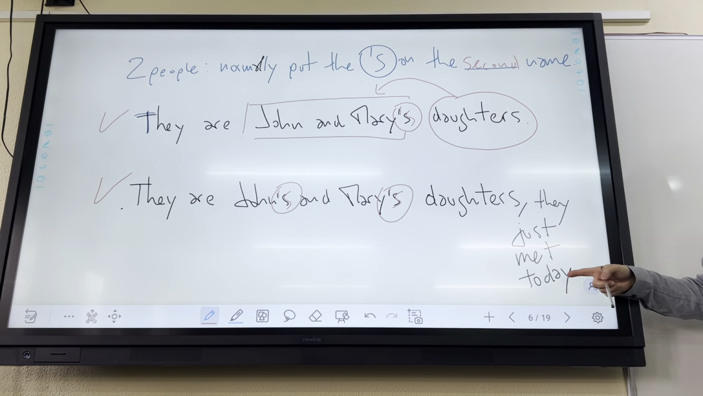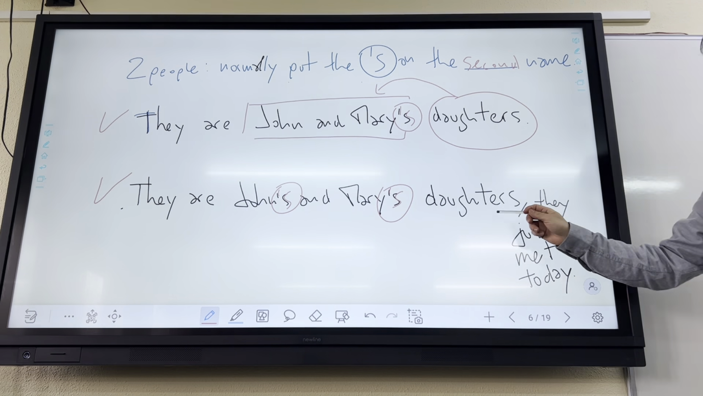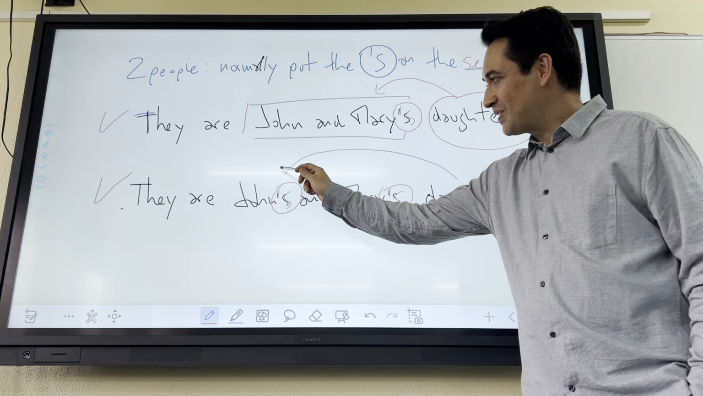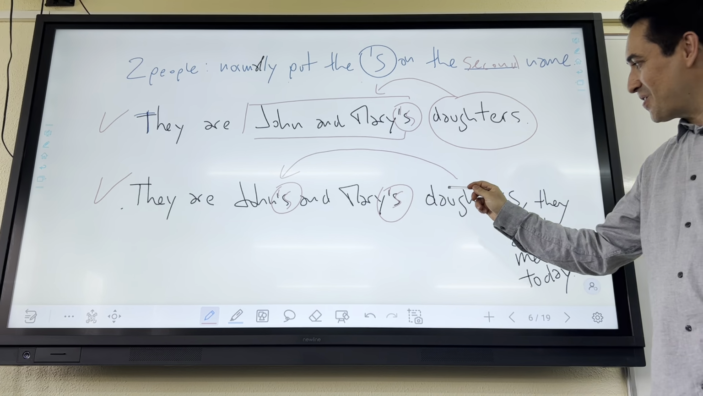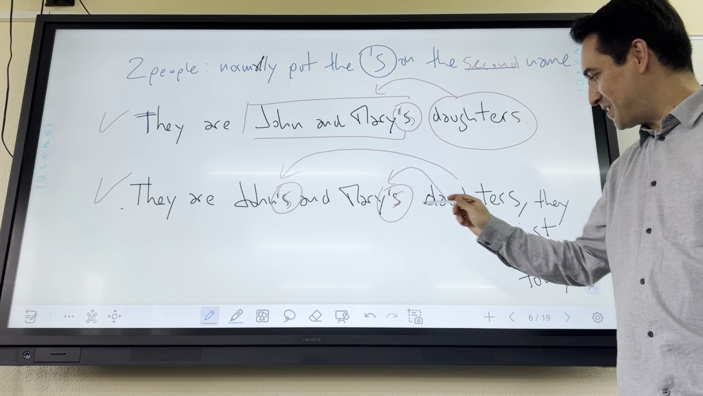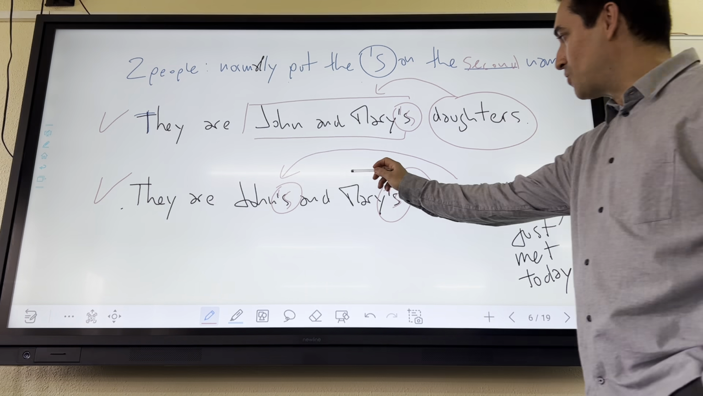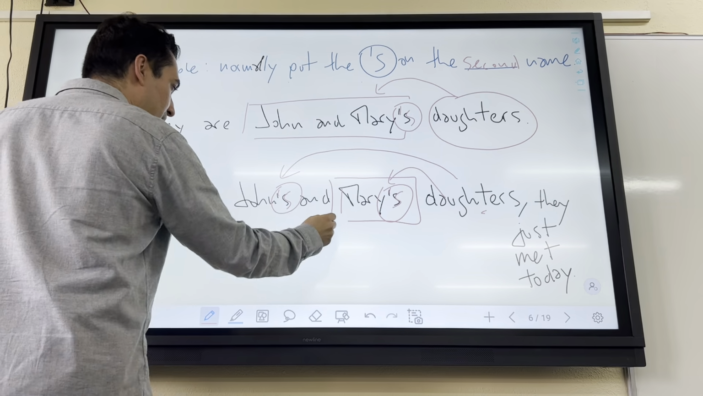However, here, when you have John's and Mary's daughters, look at this context. They just met today, the daughters. It means that one of the daughters is John's, and the other daughter is Mary's. They're not sisters, they just met today. That is the difference. So this is one block, and this is another separate block.